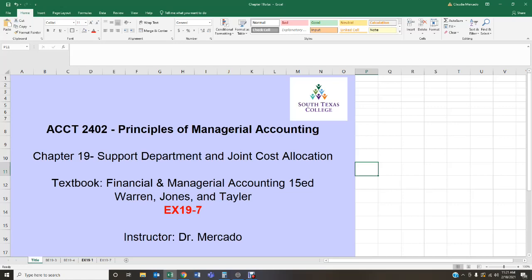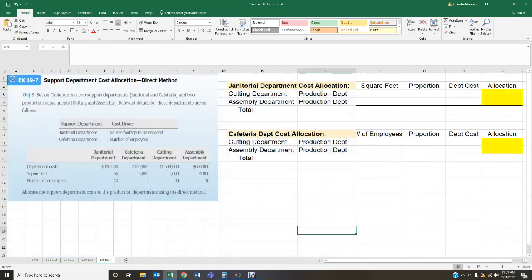Now this problem is exercise 19-7. Okay, let me go ahead and transition over to the exercise. I've already got everything set up here.